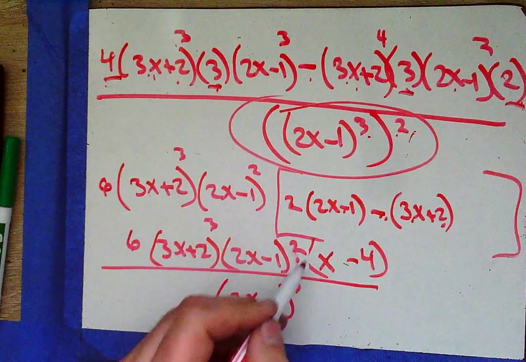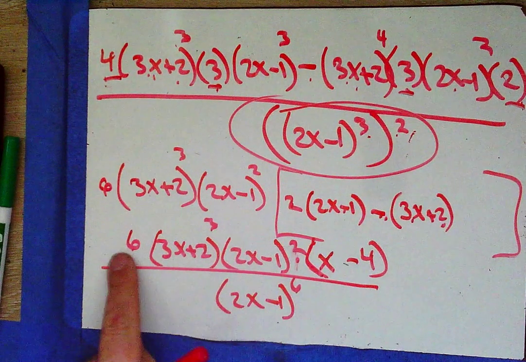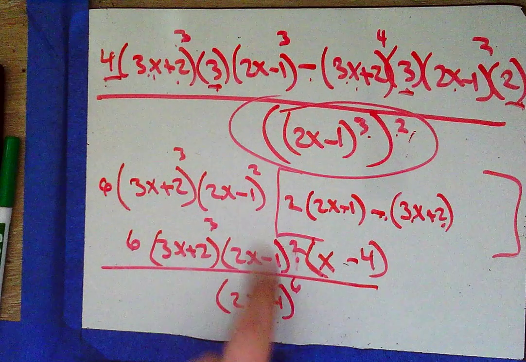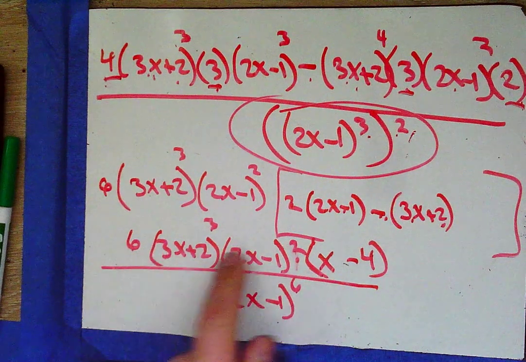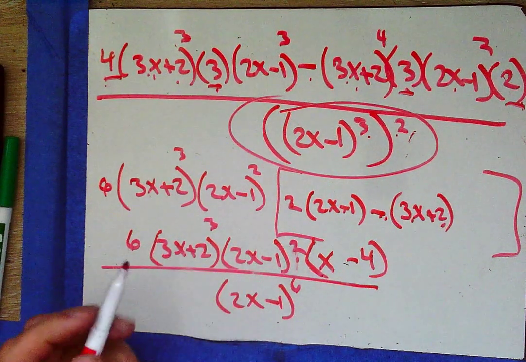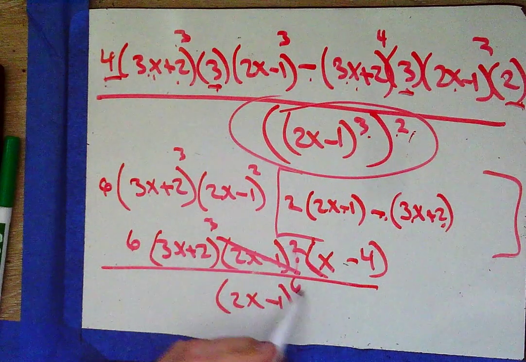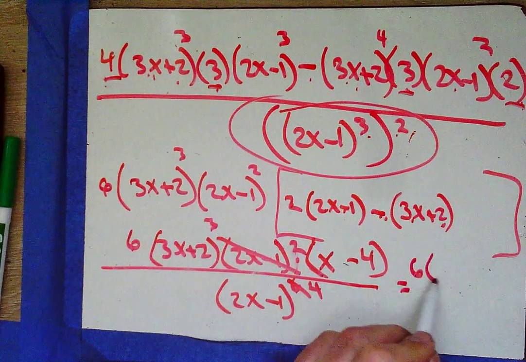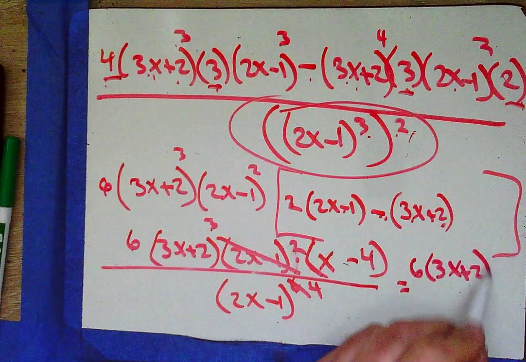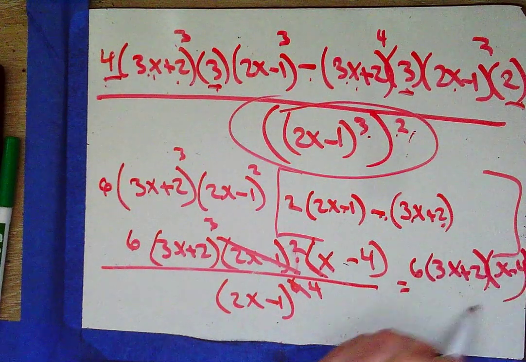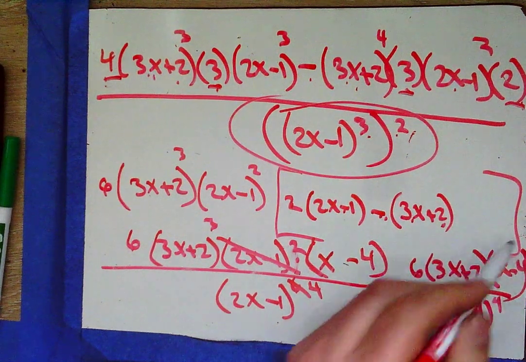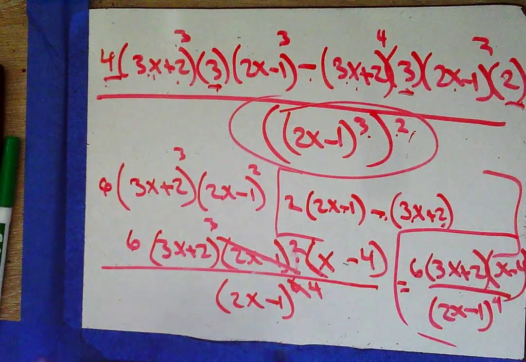Now, is there anything else we can do? Well, look, it's this times this times this times this over this. I can cancel. There's no pluses or minuses between those terms. So these two can factor with 2 of those. And so my final answer would be 6, 3x plus 2, x minus 4, all over 2x minus 1 to the fourth. Ta-da! All right.